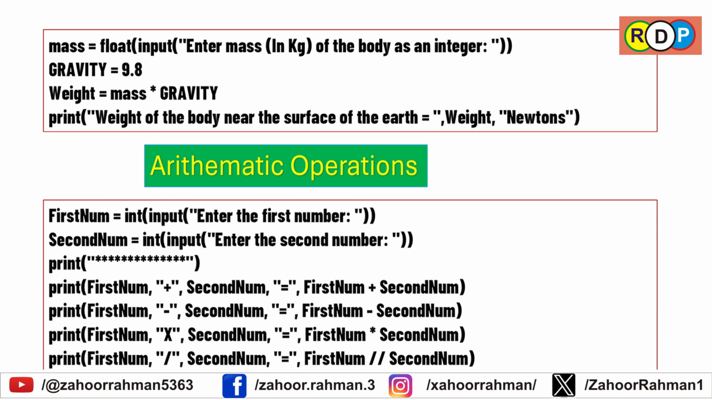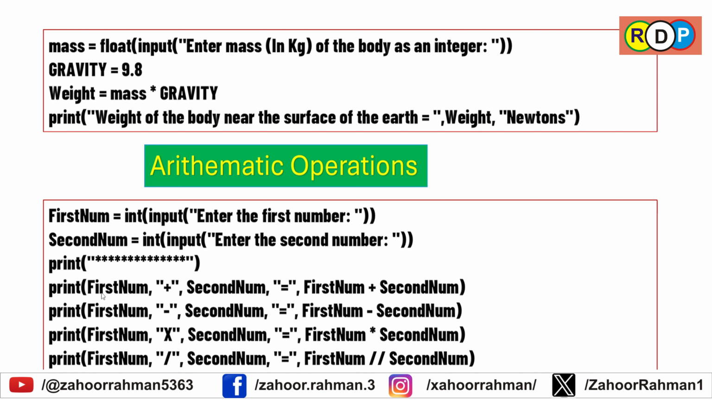Let us discuss this program. First, I am asking the user to enter the first number, and that will be integer due to this typecasting operator. Here I am saying enter the second number, and then it will print the asterisks just for beautification. It will be printed on the screen, not on paper. If we want to print it on paper, there are other commands. We will use those in subsequent lectures.